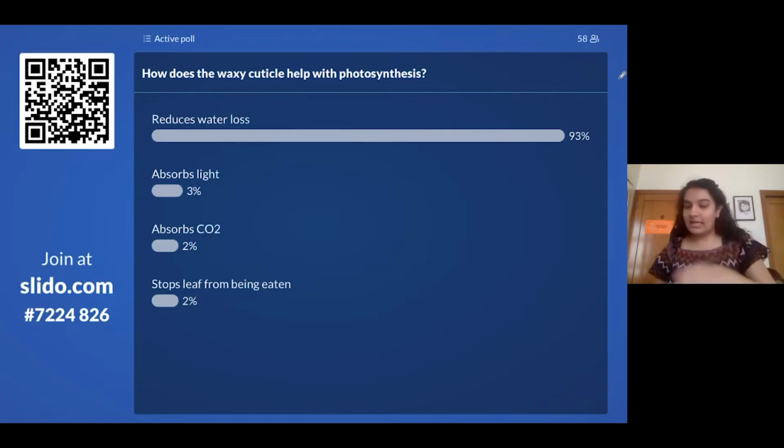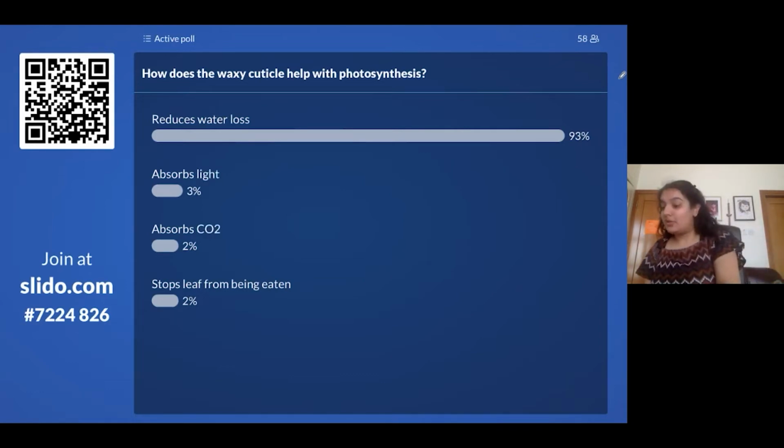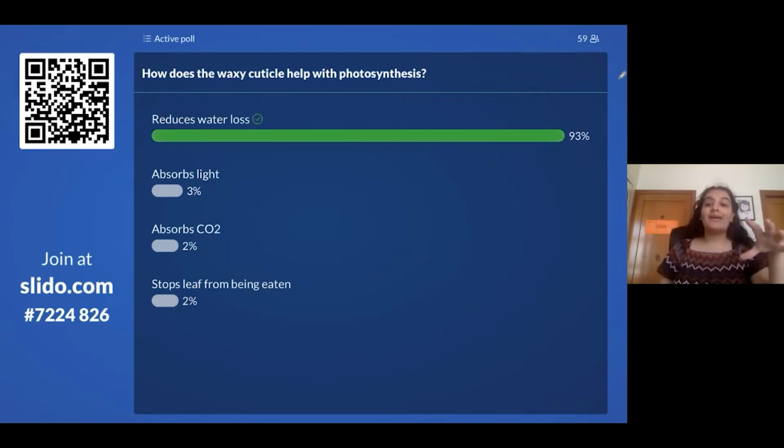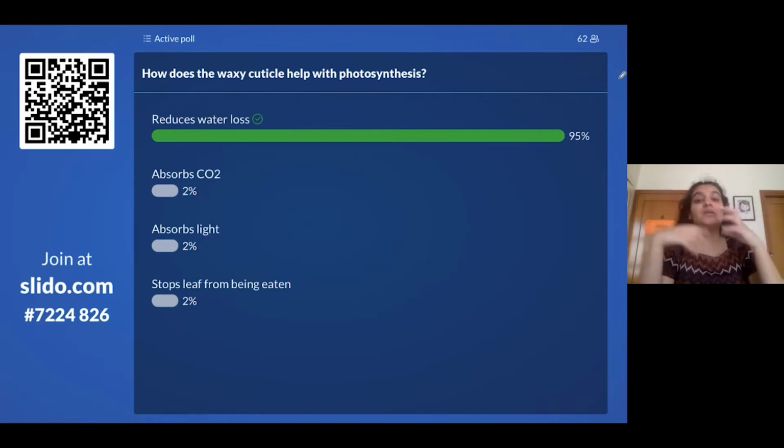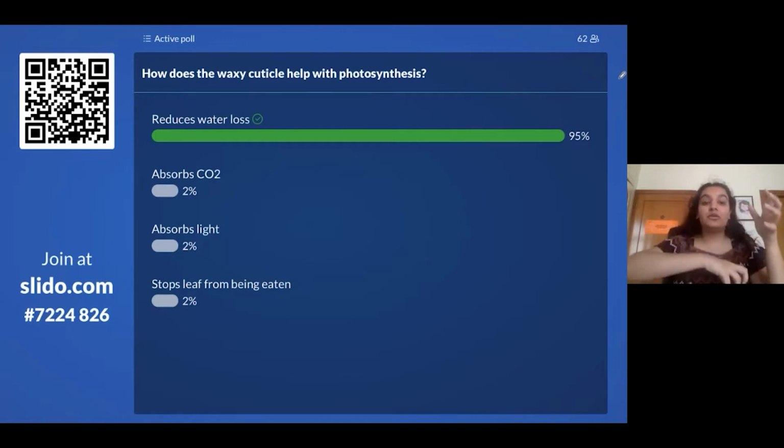Okay, so I think that's enough. And most of you are correct. It is reducing water loss. So remember, wax or any oil-based substance, water isn't really, they don't mix together: water and wax, water and oil, water and fat, etc. They don't mix together. So water isn't really able to diffuse out of the leaf because this waxy cuticle basically is like a barrier that keeps it within the leaf.